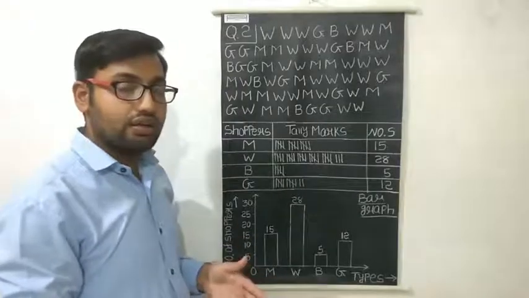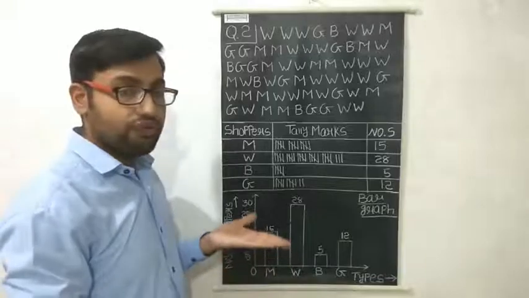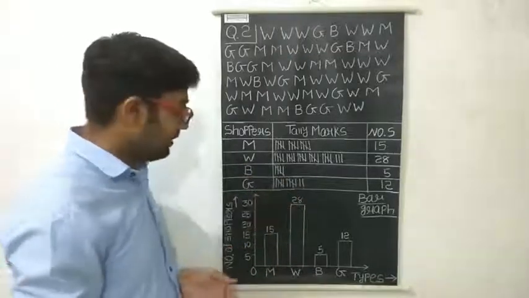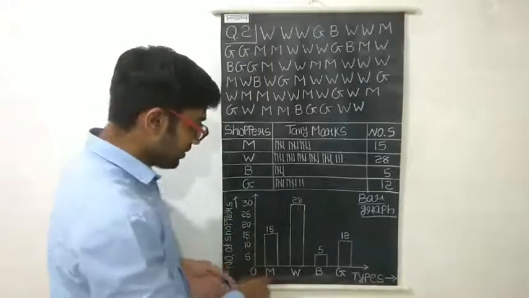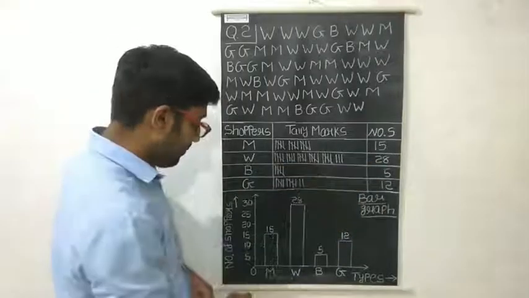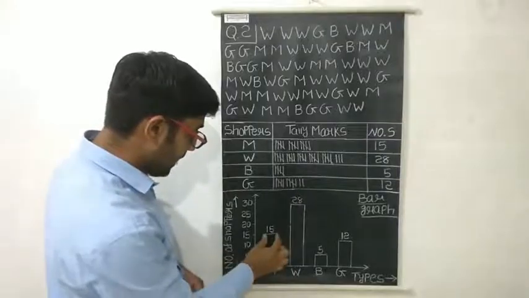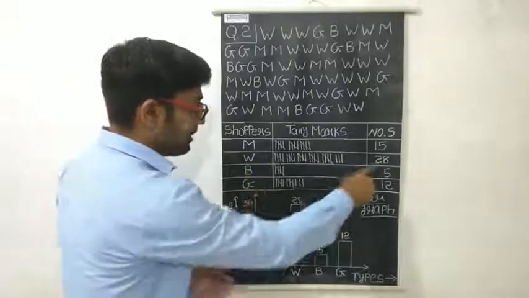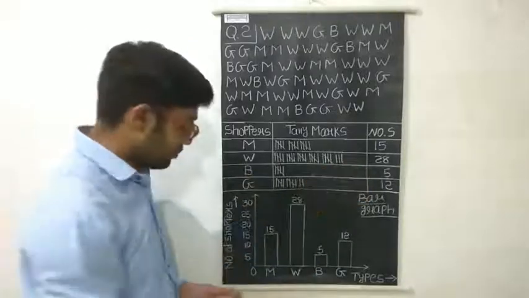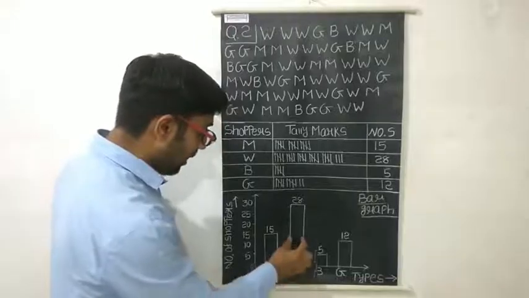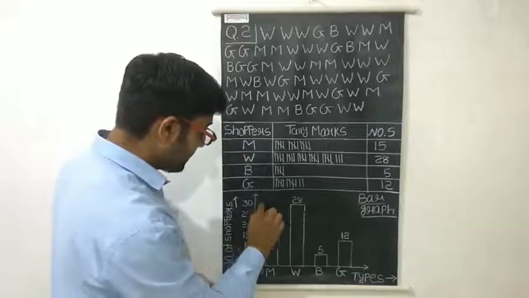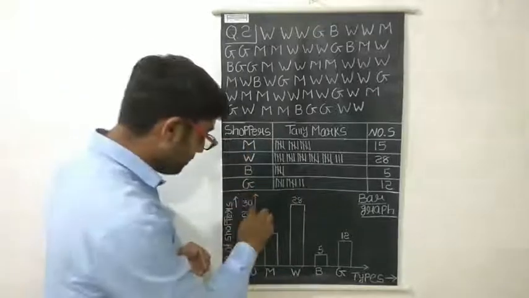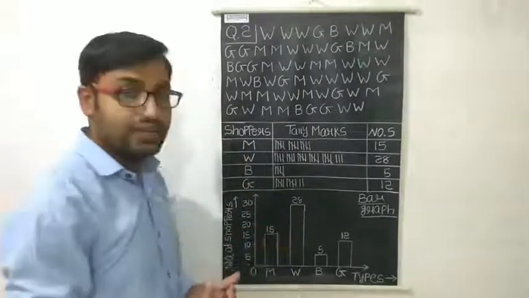You can take another scale, such as 2, 4, 6, 8. It depends on you. Now the first, man, is 15, so we make a bar with a height equal to 15. In the same way, women is 28, so we make the height of this bar up to 28. It is not exactly 30, a little bit down from 30, so it gives us 28.